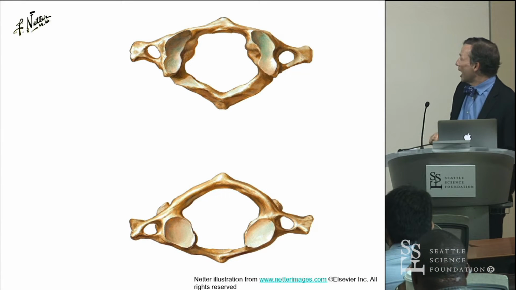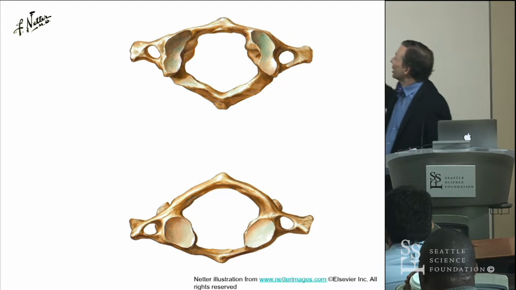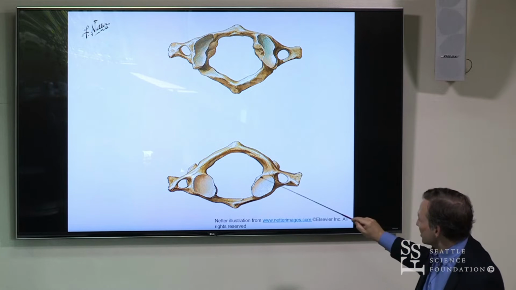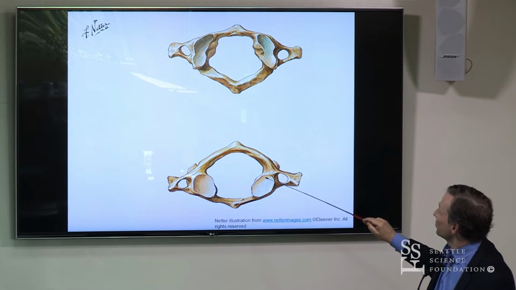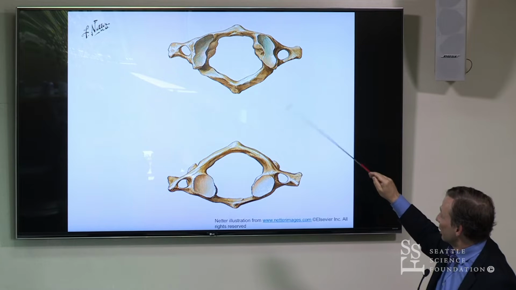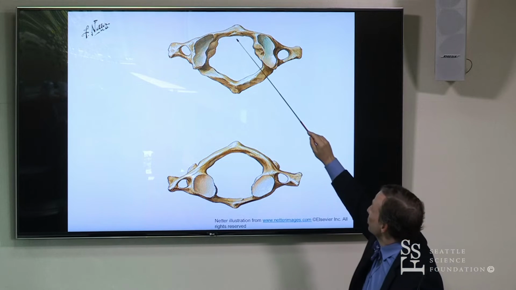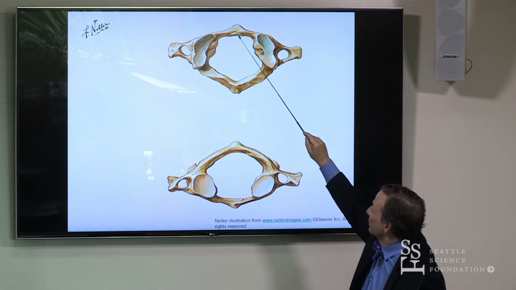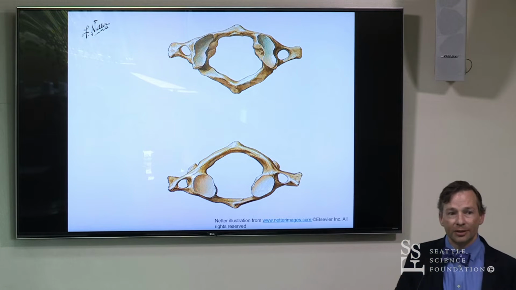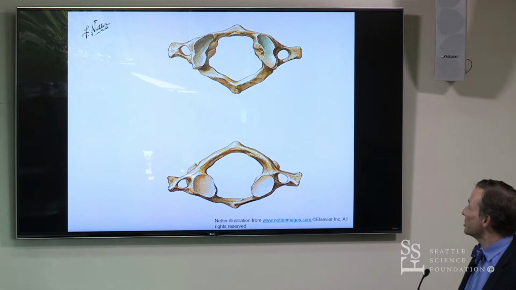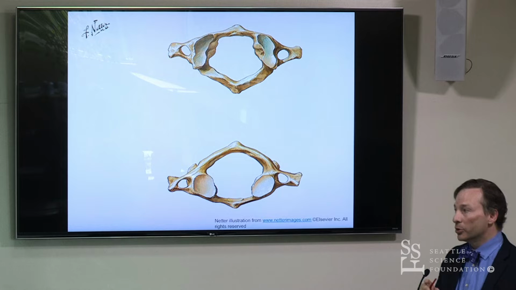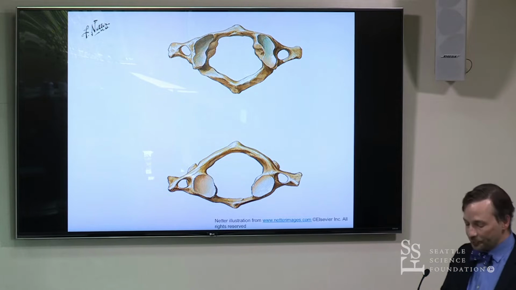C1, this is the atlas from above and below. You'll see it has a large superior articular facet that usually has this bilobed nature. The inferior facet is a little more oval. The superior aspects will also show you the anterior arch with a little facet, and that's where there's an articulation with the dens, or the odontoid process. The dens also has an articular facet on its posterior border, which is just for the transverse ligament.